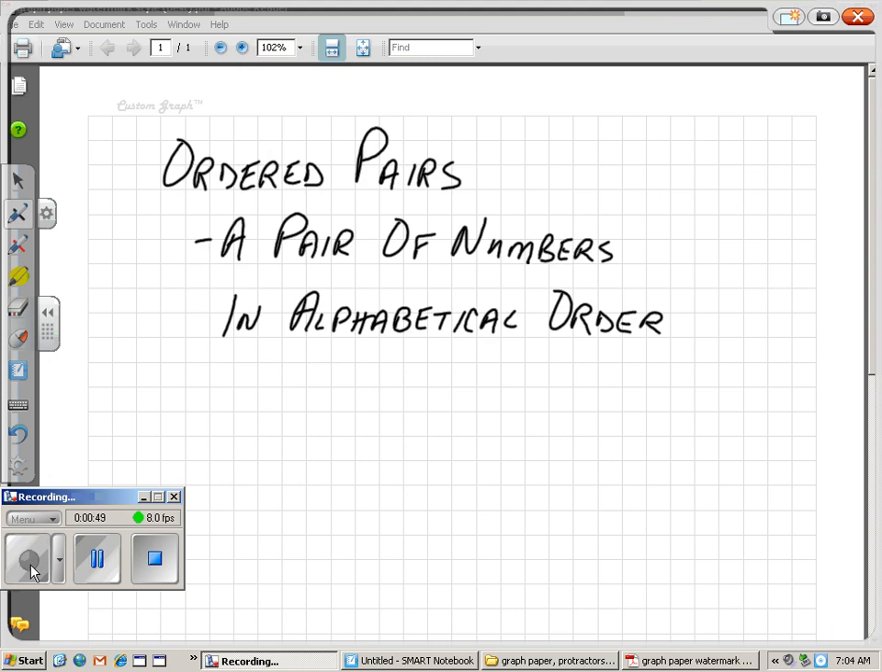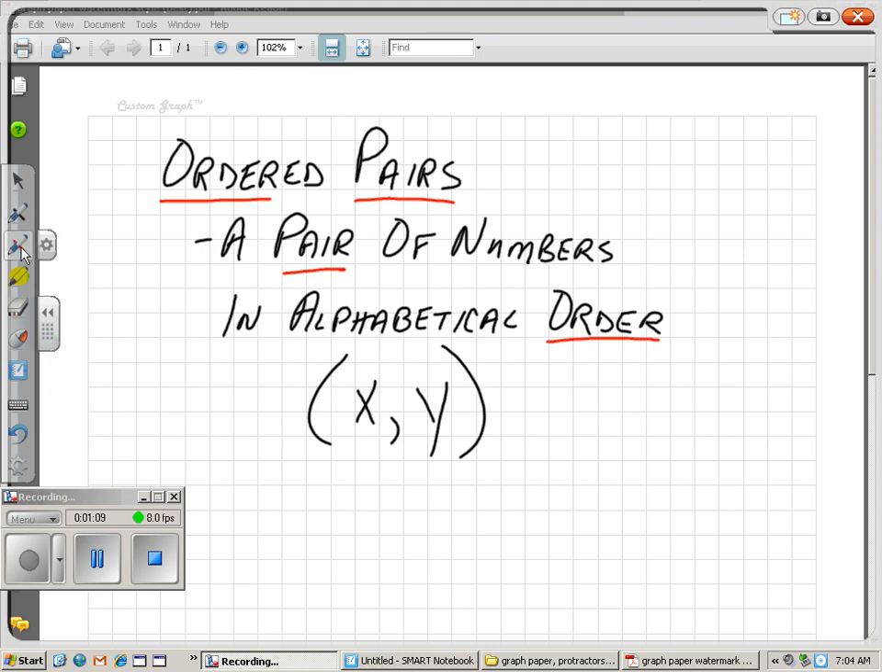Okay, before we get started on graphing, just know that an ordered pair is just a pair of numbers in a certain order. I remember that it's alphabetical order because we're going to talk about x's and y's. Okay, there's my pair of numbers. It's in alphabetical order. You know, x comes before y. So for example, if I have the ordered pair 2, 4, there's my pair of numbers. The 2 is my x coordinate and the 4 is my y coordinate.